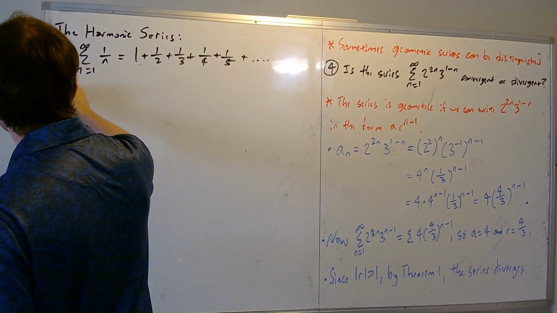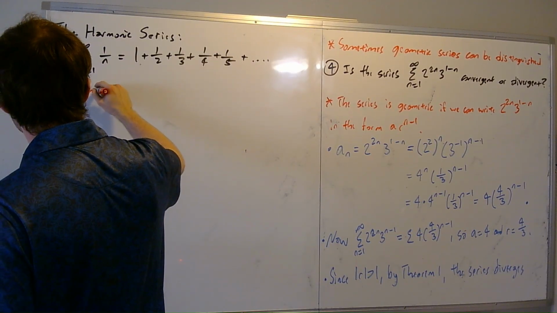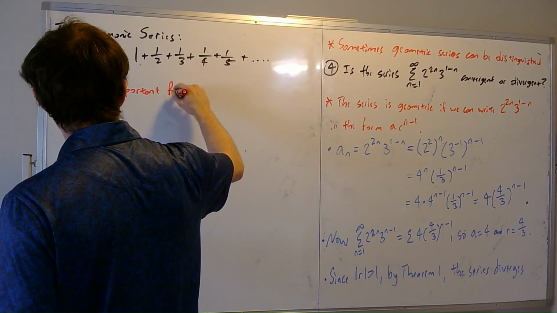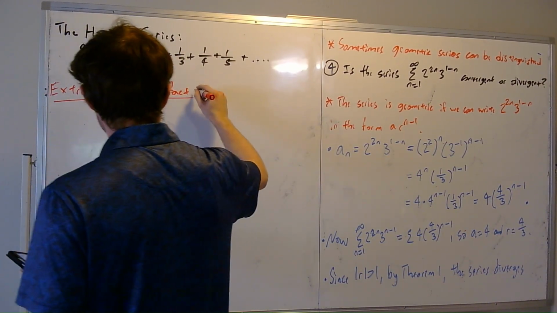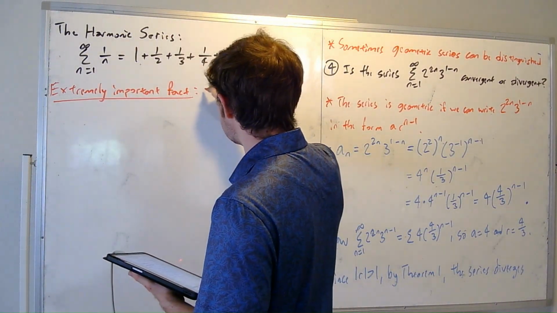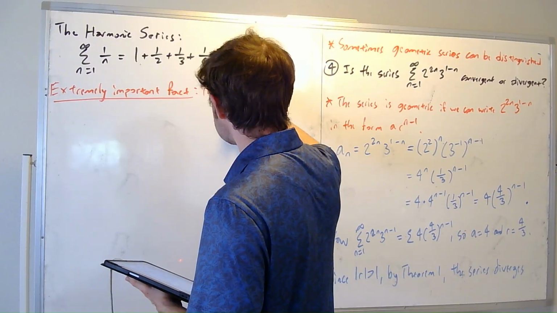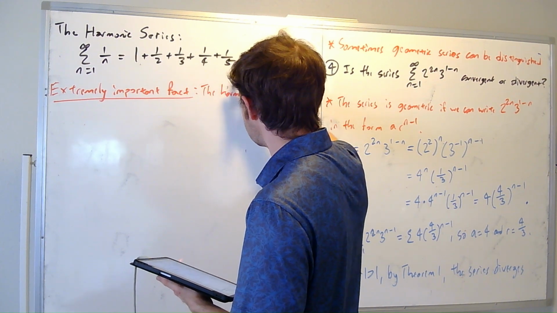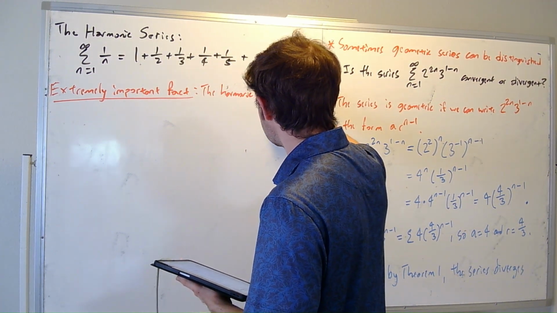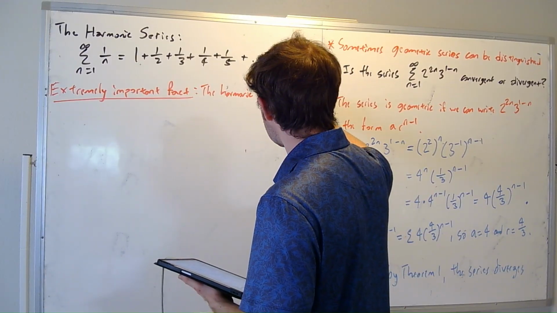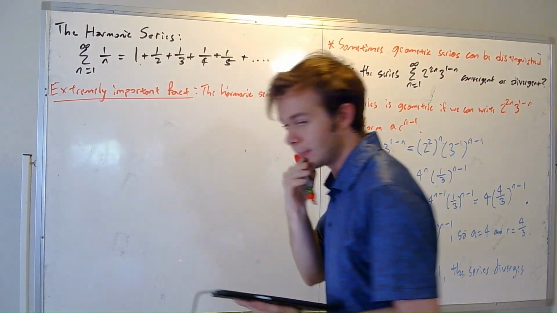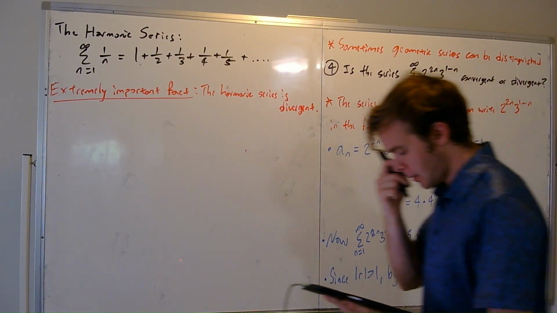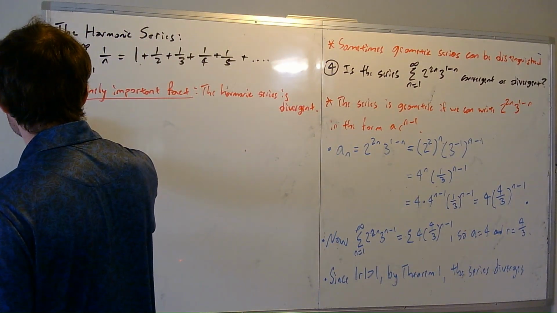and I'll write here an extremely important fact. So an extremely important fact here is the harmonic series is divergent. Right. Okay, so we want to actually prove this. So I'll write here proof sketch.